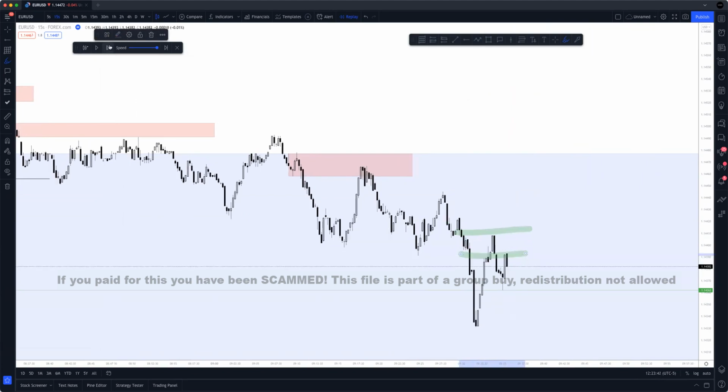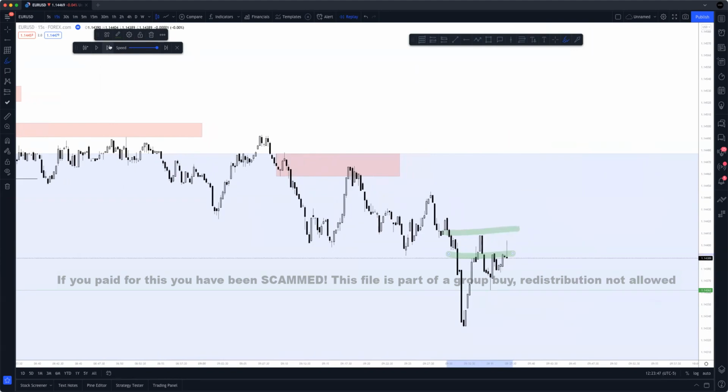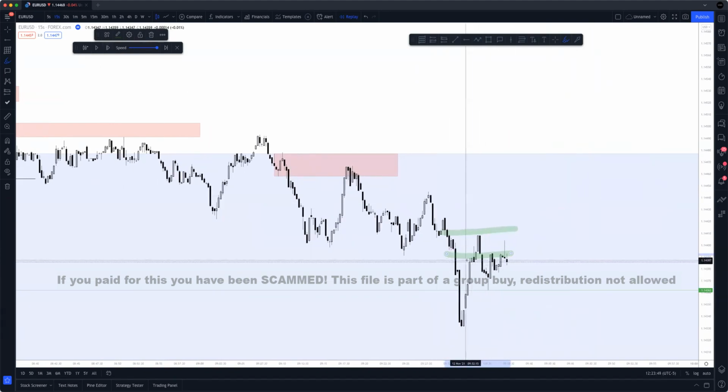Okay, so we push down, 15-second, push up into the high, right? So we've technically taken out this little bit of demand. We've reacted to supply right here. Chances are we're going to put in a new low.